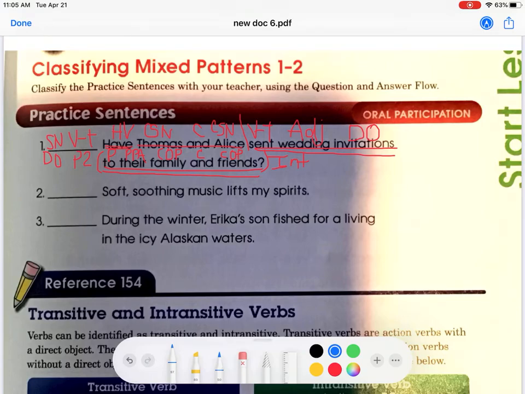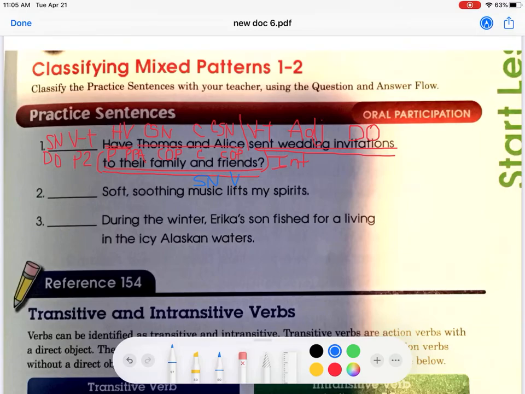So, who or what is the sentence about? Well, it is about the music. Subject, noun, SN. Okay, what's being said about the subject? The subject lifts. Verb. V.